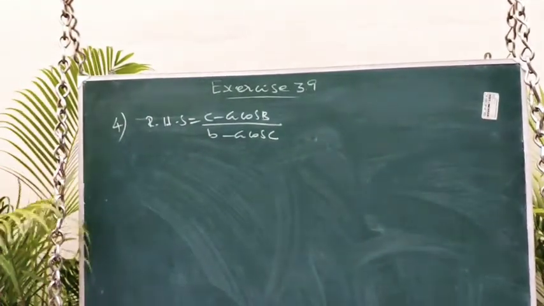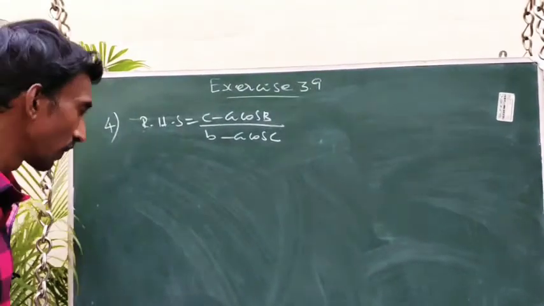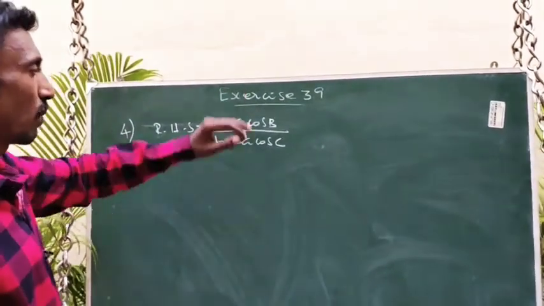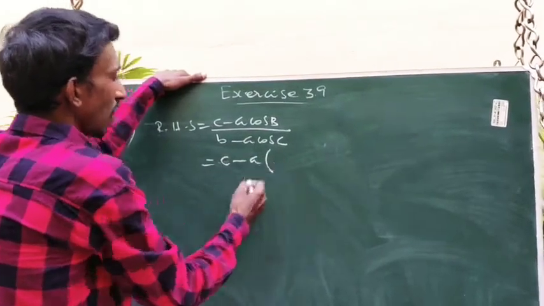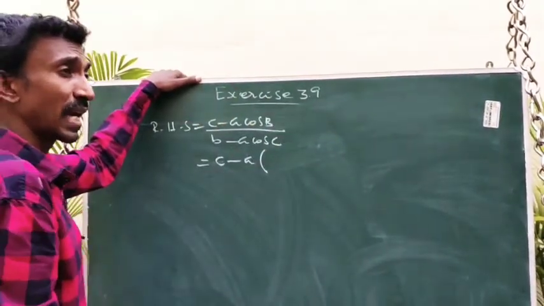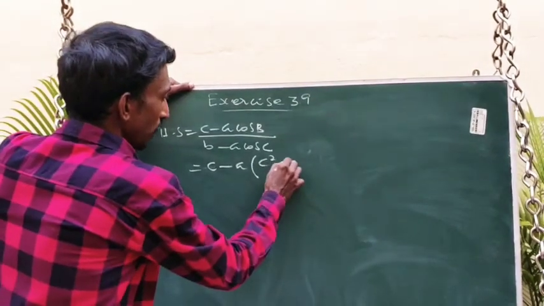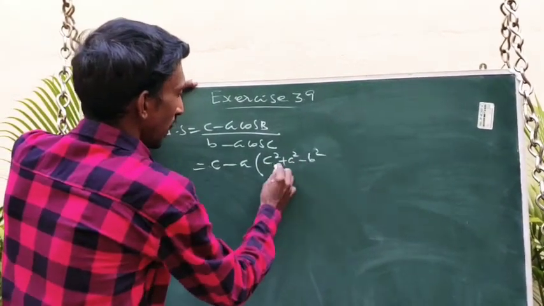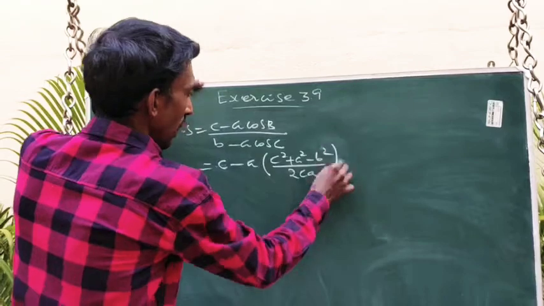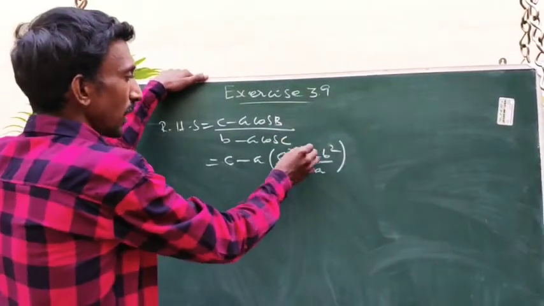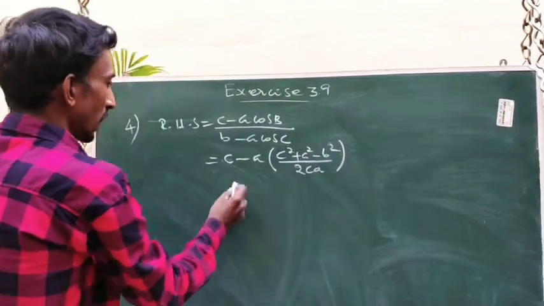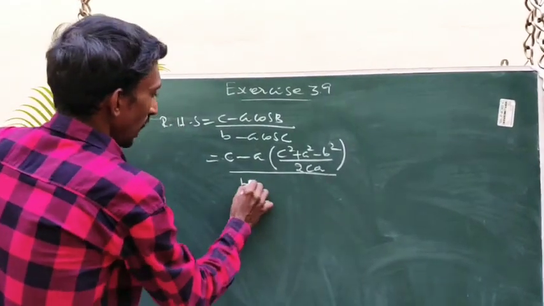So my dear student, we can use the cosine formula first. So c minus a, what is cos B? Remember in the cyclic order, (c square plus a square minus b square) by 2ca. Are you clear? B means next to start with c. So c minus a times (c square plus a square minus b square) by 2ca, divided by b minus a.